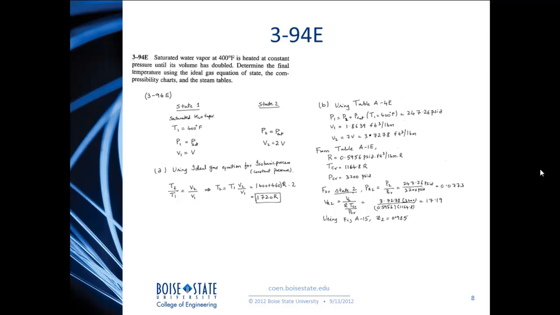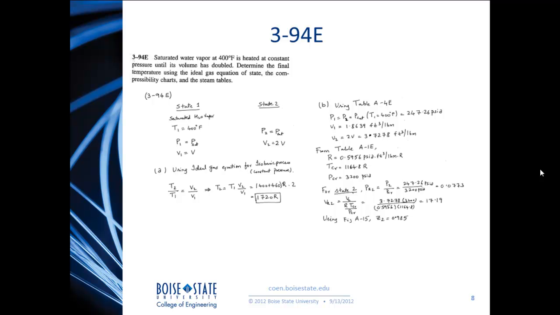In problem 94E, we are given that saturated water vapor at 400 Fahrenheit is heated at constant pressure until its volume has doubled. And we are asked to determine the final temperature using the ideal gas equation of state, the compressibility charts, and the steam tables. So we're going to look at the final temperature using three different ways.